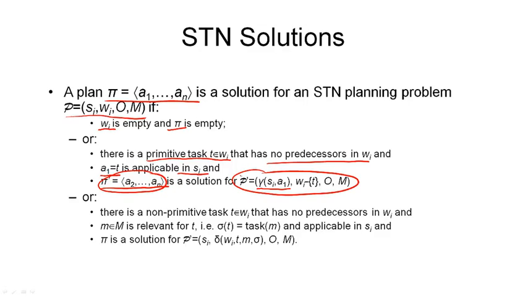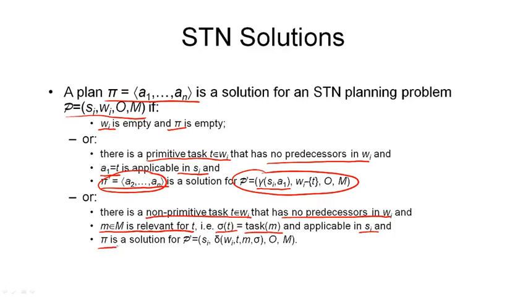And the third alternative in our definition follows a similar pattern. Now we assume there is a non-primitive task t in our network. Previously it was a primitive task, now we're looking for a non-primitive task that has no predecessors in the network. So we take one of the first tasks, this time it's non-primitive. Now suppose we have a method m that is relevant for this task, that is, there is a substitution sigma, such that sigma of t is the task of the method. And suppose this is applicable in our initial state.